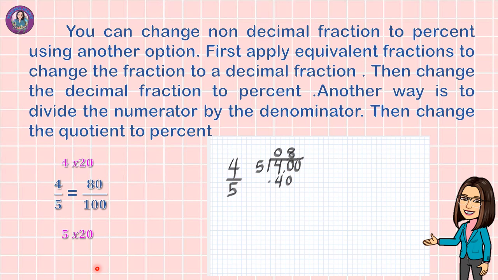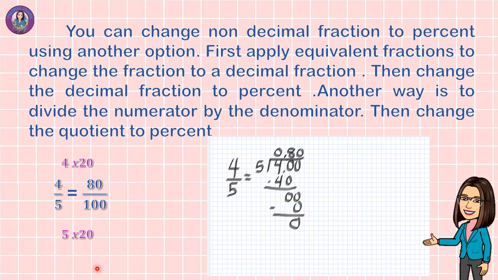Then let us subtract. We have 40 minus 40 is 0. Bring down 0. Divide by 5, that's 0. And multiply, that's 0. Subtract 0 and 0, 0. And don't forget to copy the decimal point directly above the dividend. So the fraction form, which is 4/5, is changed into decimal form, which is 80 hundredths.